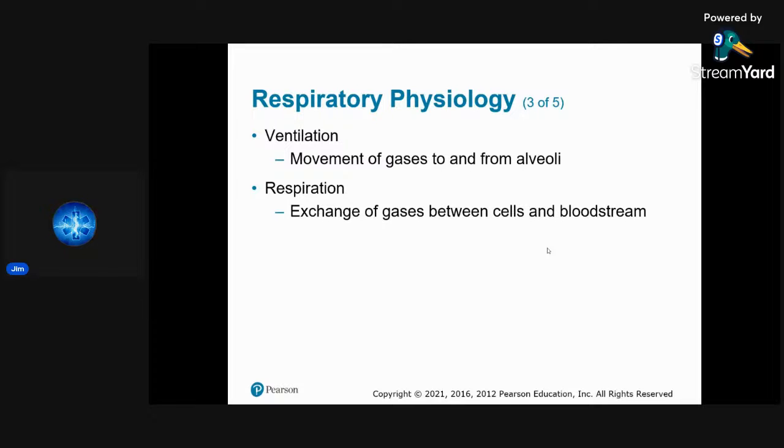So in the alveoli, when the oxygen is offloaded through the thin membrane of the alveoli into the thin membranes of the capillaries, and that exchange happens, that's respiration. So ventilation is actually breathing, and respiration is when that gas exchange happens way down into the lungs.